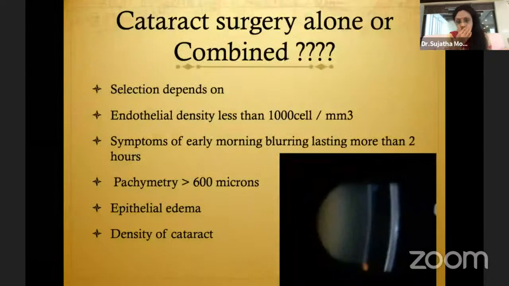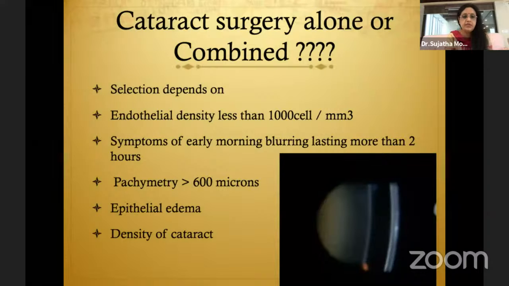However, if you're doing a combined surgery, usually the decision is made upon how symptomatic the patient is, the amount of blurring, whether the pachymetry is more than 600 microns, presence of bullous epithelial edema, and also the density of the cataract.